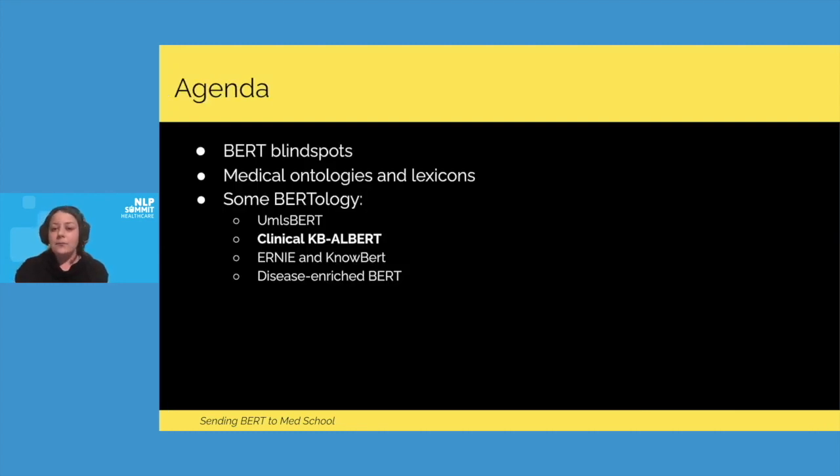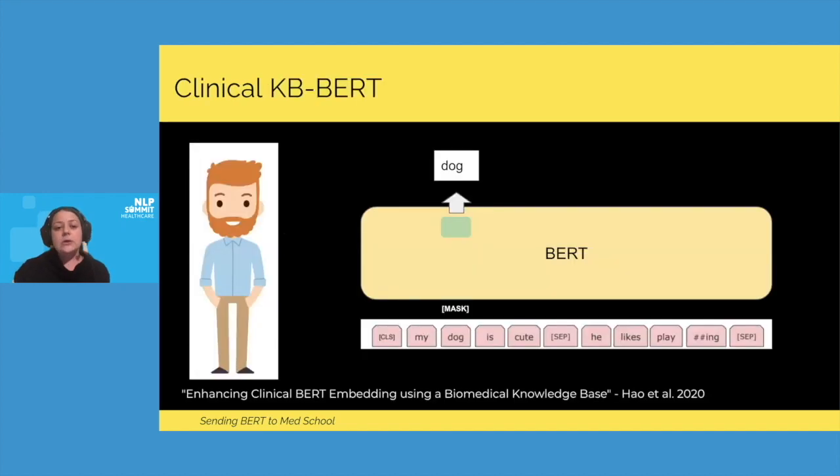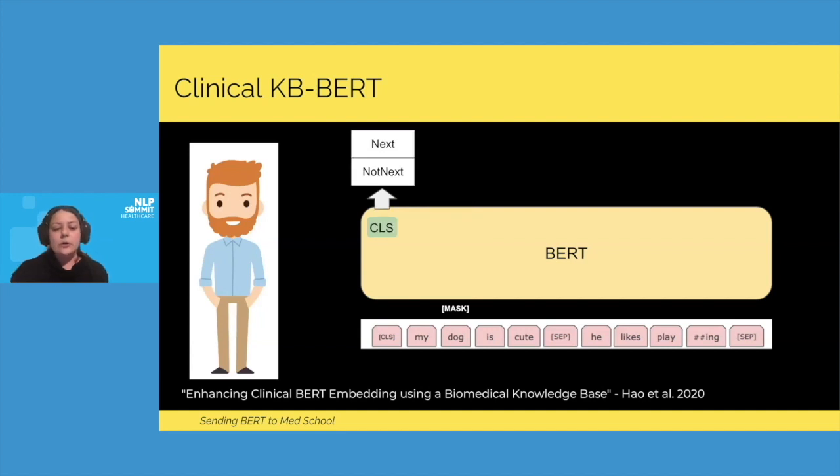But now let's see a more complicated algorithm, the clinical KB ALBERT. So as we said before, BERT is pre-trained on predicting a masked word in a sentence. This is regular BERT. And it's also pre-trained on another task. It receives two sentences and it needs to predict whether they appear next to each other. For example, here, my dog is cute and he likes playing would appear together. And this is why it needs to predict that in this case, they are next.